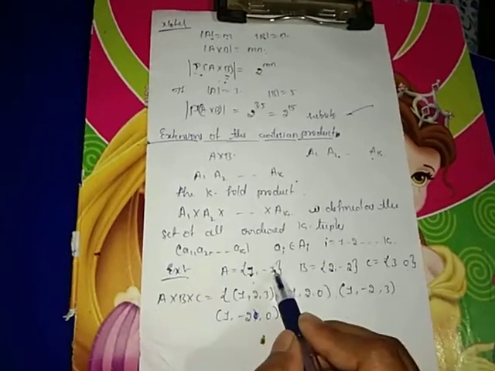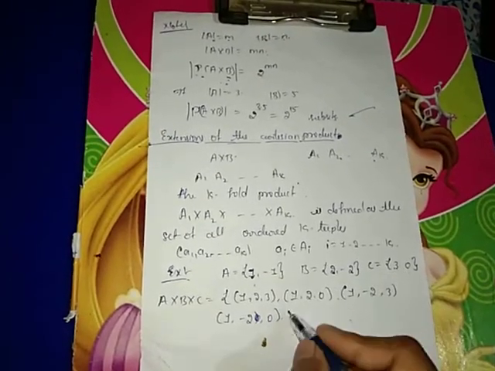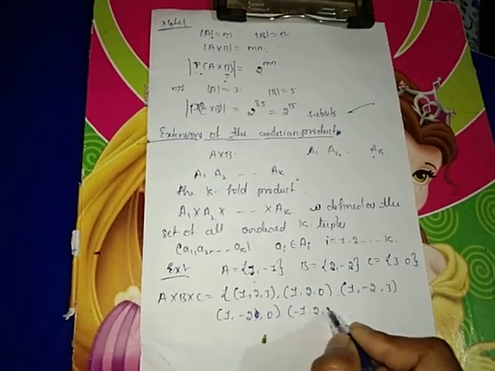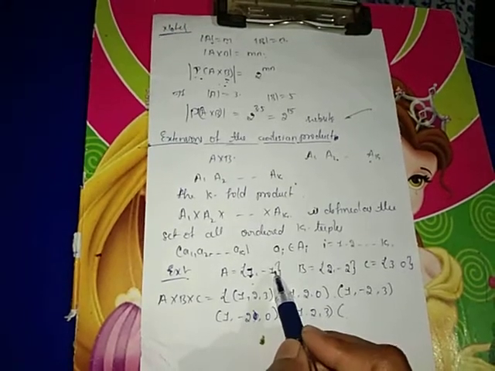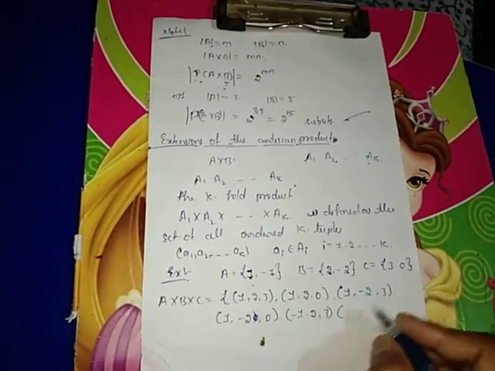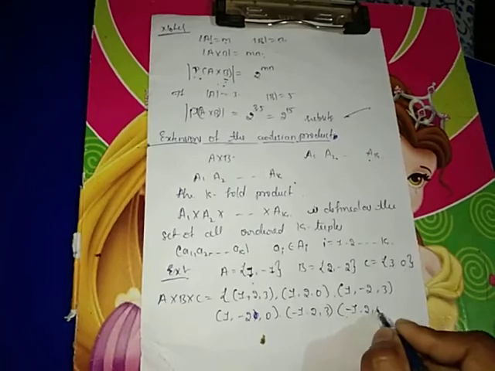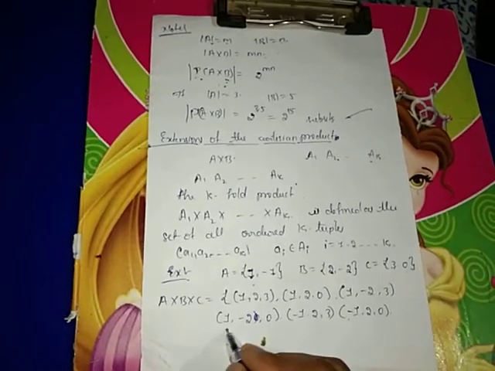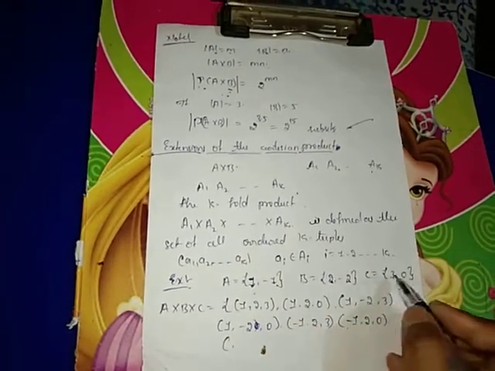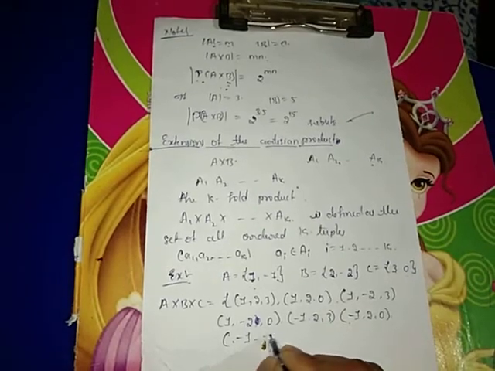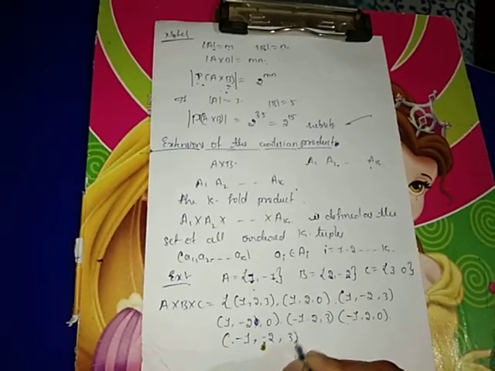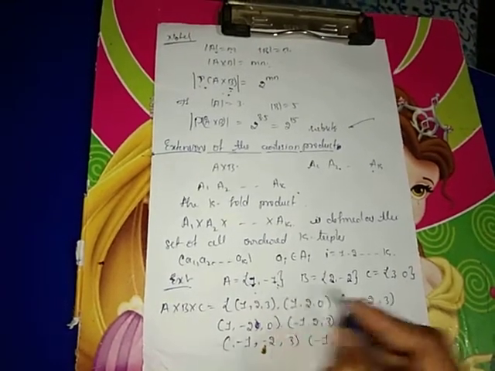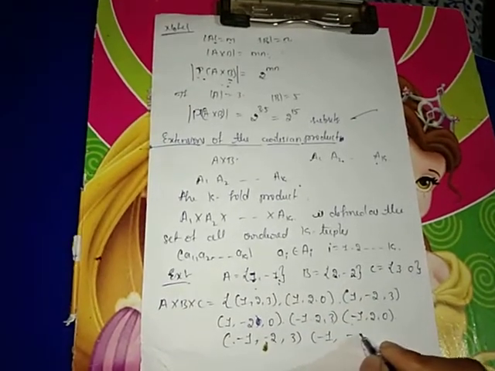Next one: minus 1, 2, 3. Next one: minus 1, 2, 0. Next one: minus 1, minus 2, 3. Next one: minus 1, minus 2, 0.